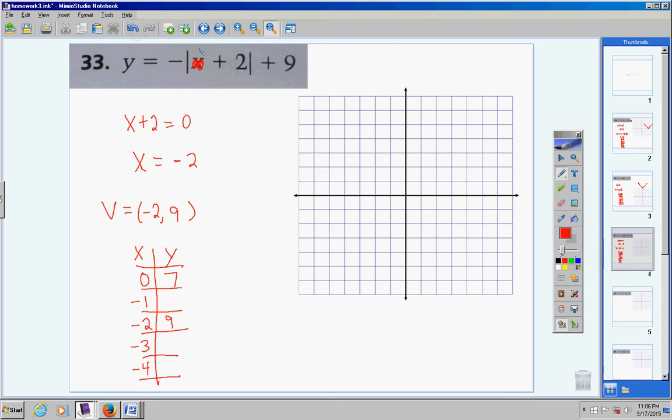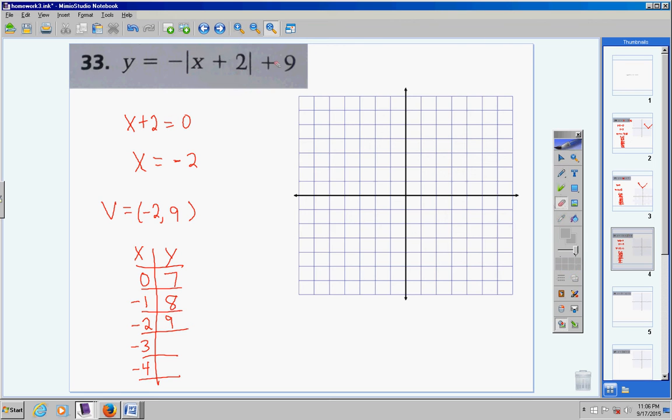Let's put a negative 1 in right here. Okay? Negative 1 plus 2 is 1. The absolute value of 1 is 1, but there's a negative here, so this whole expression is negative 1 and positive 9. That's going to give me an 8.